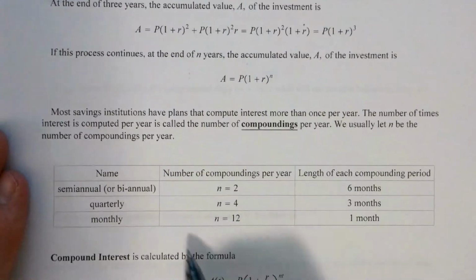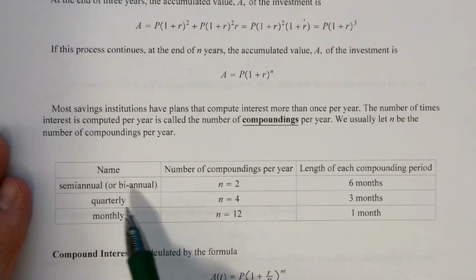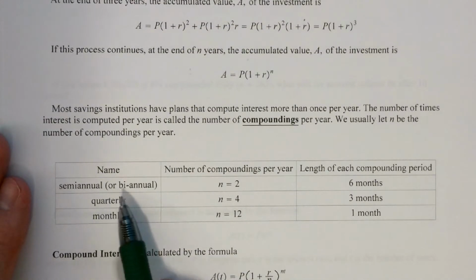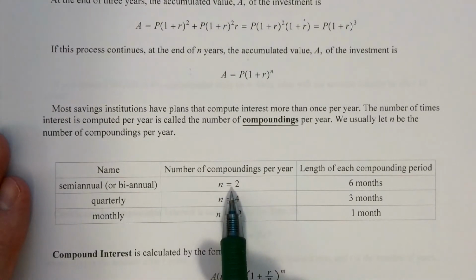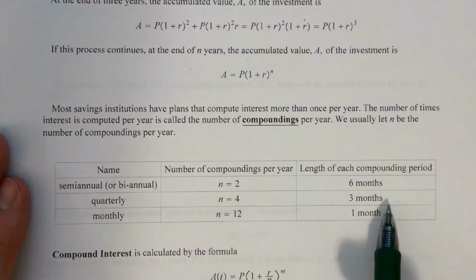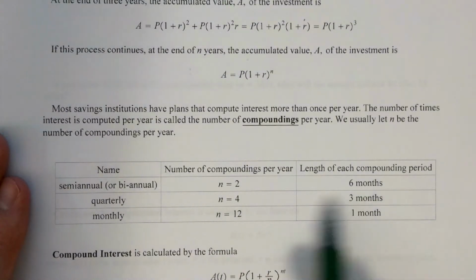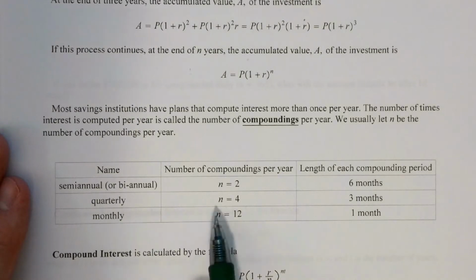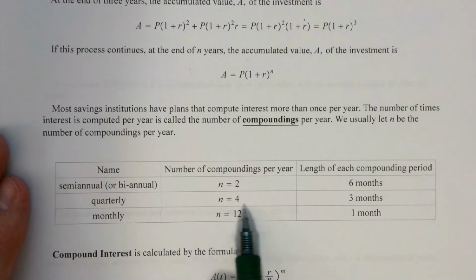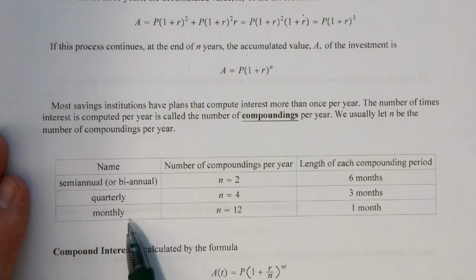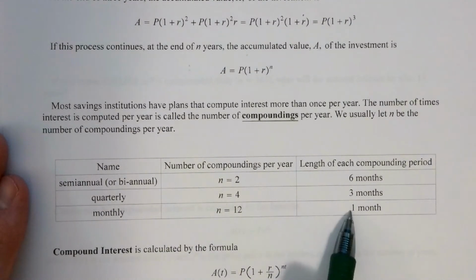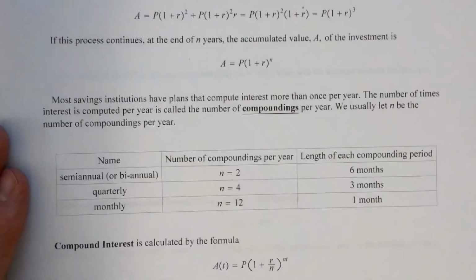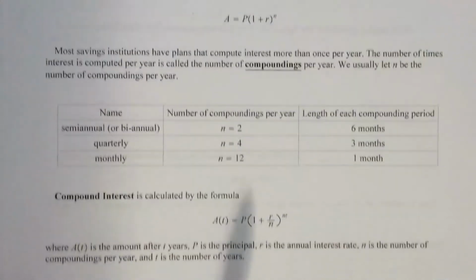So here are some common compounding periods. If we compound semi-annually or biannually, there are 2 compoundings per year, and the length of the compounding period is 6 months. Quarterly compounding, n is 4, right? 4 times per year, every 3 months. Monthly compounding, n is 12, 1 month length, and so on. So we can have different compounding periods.